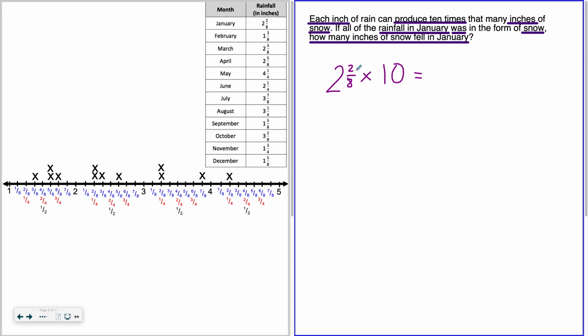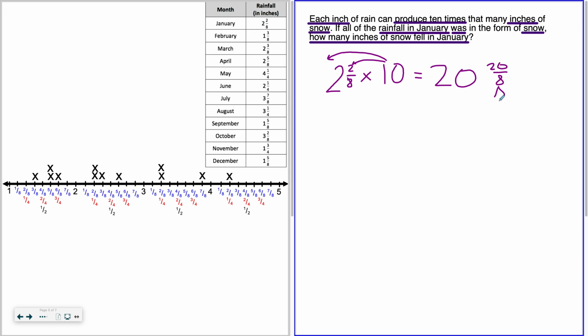All right, so I have 2 2/8 times 10. I'm gonna first do 10 times 2 and then 10 times 2/8 and then combine that. So 10 times 2 would give me 20, and 10 times 2/8 would give me 20/8. So I have 20 and 20/8. 20/8 is improper. I want to fix this or regroup it so that I can make it a mixed number.